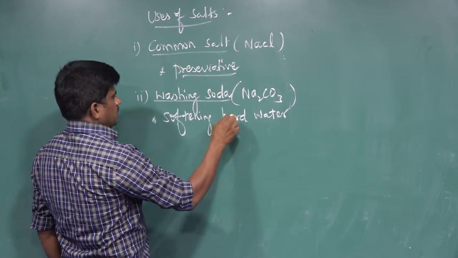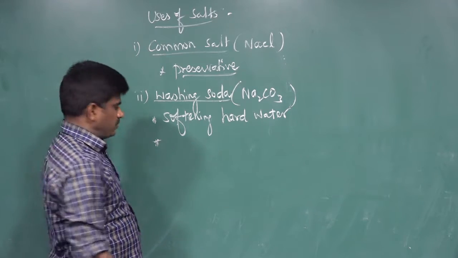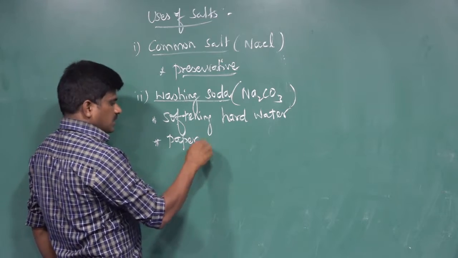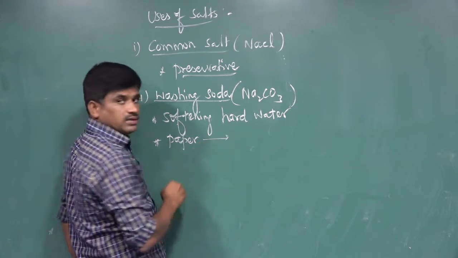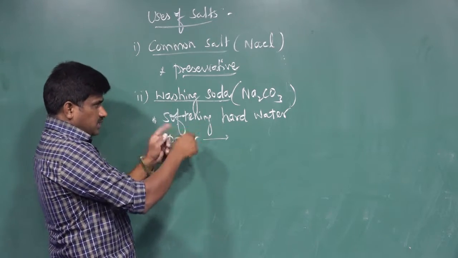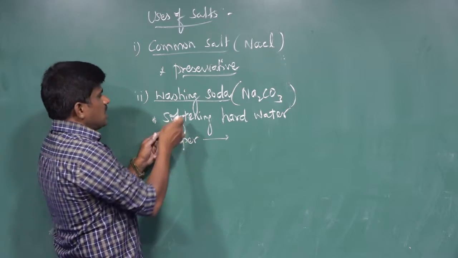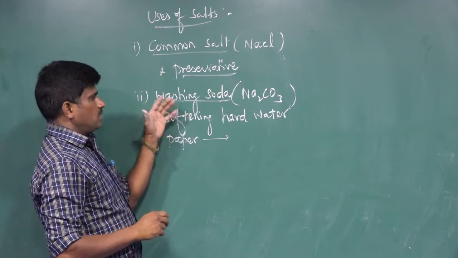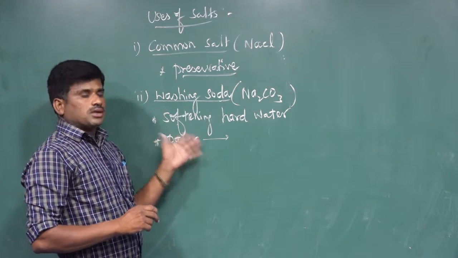Another use of washing soda is in industries to make paper. It is especially used in paper, and some other industries also use it. To make paper, washing soda is essential. This is about the chemical formula of washing soda and the uses of washing soda.